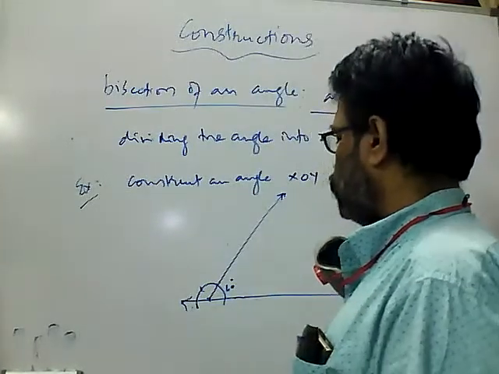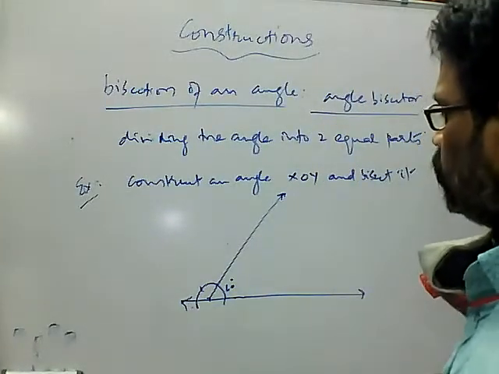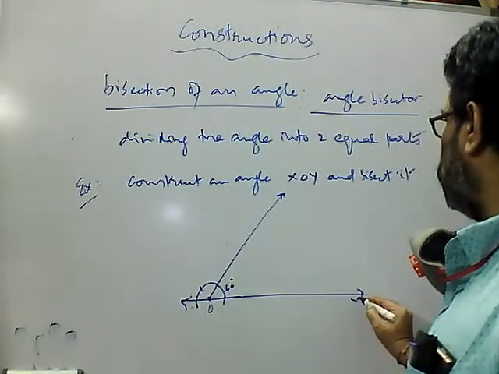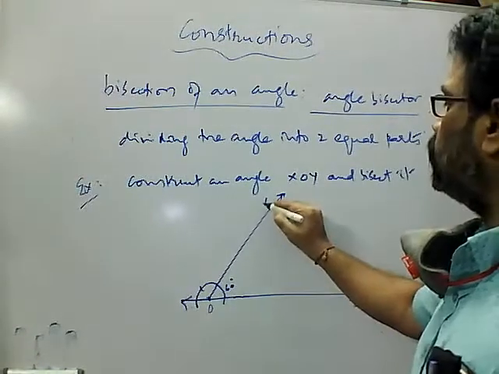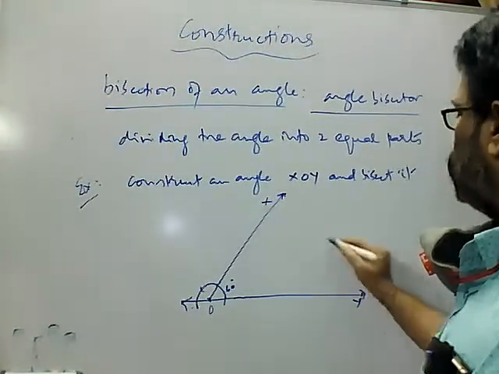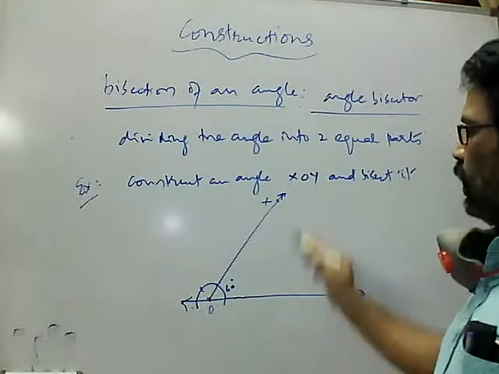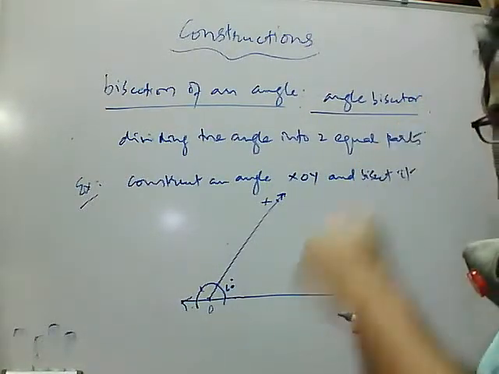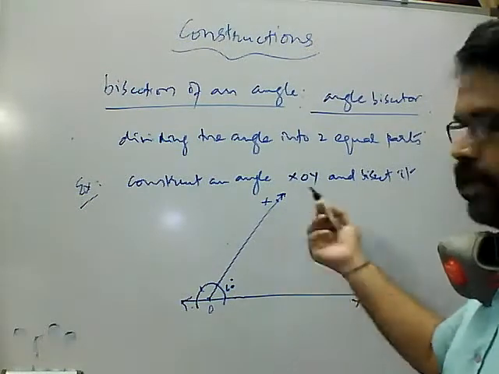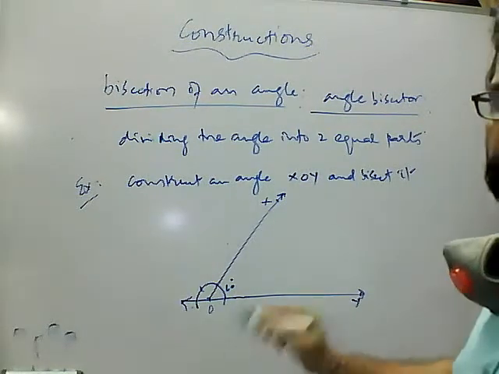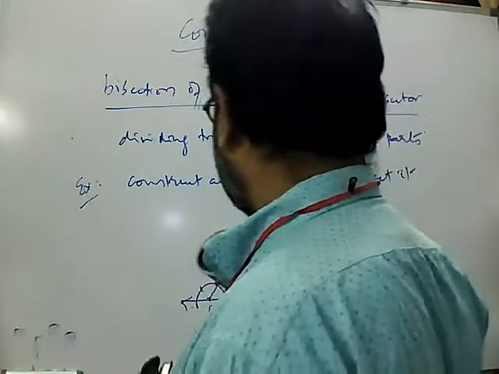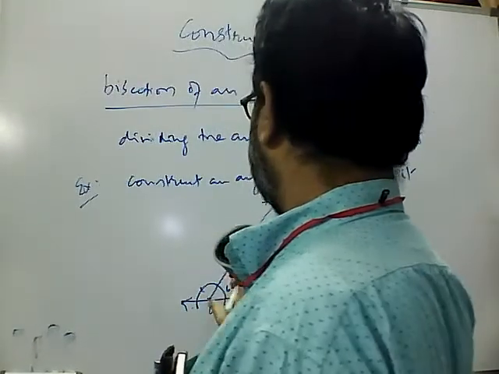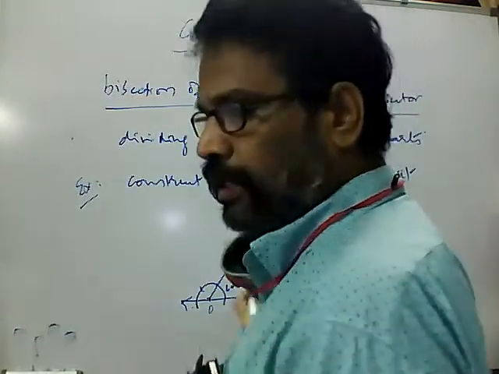Now you have to bisect this angle. Already you were told X, O, Y. If you didn't give a name, you can use any name. If it gives XOY, you have to use it. Now you have to bisect this one. How to bisect? Take an arc, a suitable arc here and here, with O as center.